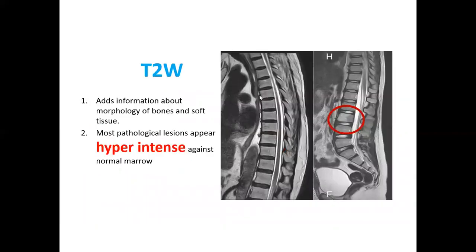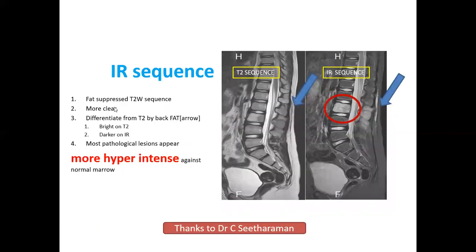T2, again you have to identify easily: CSF white, abdominal fat, back fat white, and it adds extra information about the morphology, bone and soft tissue, and the lesion looks hyperintense against the normal marrow. Inversion recovery sequence, that is called fat suppressed T2 sequence, is more clear. You can see here T2 sequence and STIR sequence, inversion recovery sequence. You can see the lesion is more brighter, and abdominal fat or back fat is white, sorry, white in T2, black in IR sequence.